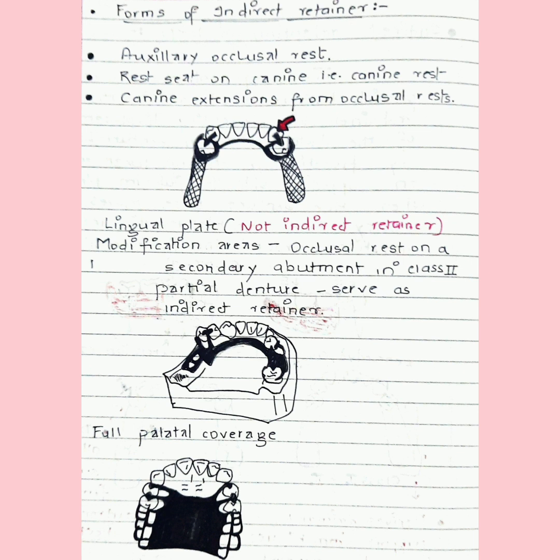They can be an auxiliary occlusal rest, auxiliary meaning extra, apart from those placed on the abutment teeth, the extra occlusal rest. They can be a rest seat on the canine, that is a canine rest, or canine extensions from the occlusal rest. Lingual plating can be done. Actually, a lingual plate is not an indirect retainer, but at times we can do lingual plating. Then modification areas, that is an occlusal rest on the secondary abutment in a class 2 partial denture, can serve as an indirect retainer too, or full palatal coverage.